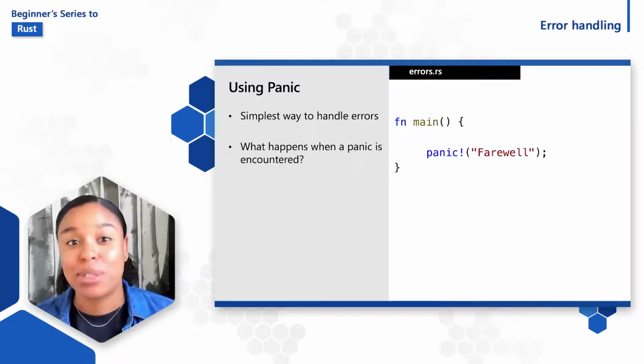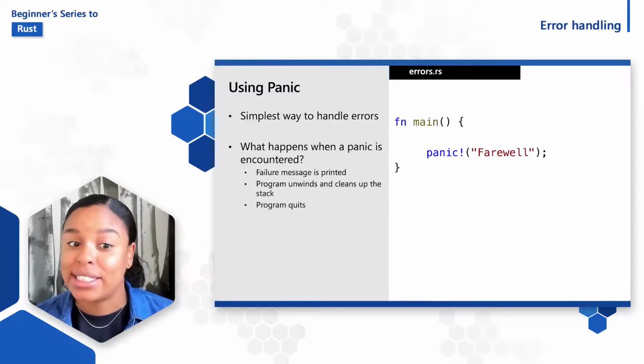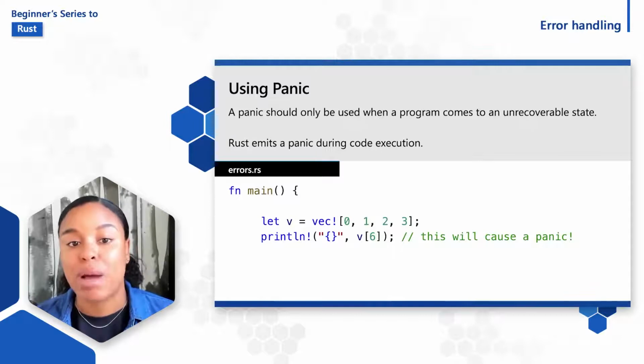So what happens when the panic macro executes? First, a failure message will be printed, then the program unwinds and cleans up the stack, and then it quits. Generally, a panic macro should only be used when a program comes to an unrecoverable state.